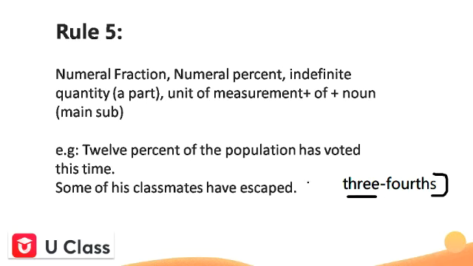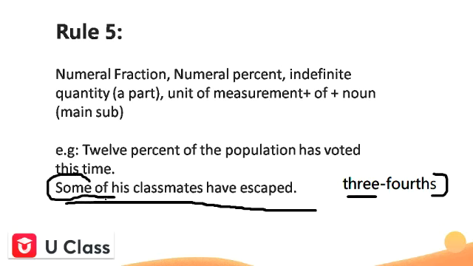Okay, first tell me this sentence. Is this sentence correct? Some of his classmates have escaped. Yes, this sentence is absolutely correct. Why? Because your main subject is the one that comes after of. This part, some, is indefinite quantity. After that, of is written. After that, whatever is given, for example, the word classmates is given here. So classmates is the main subject here, and according to classmates, you have to use have. Right?